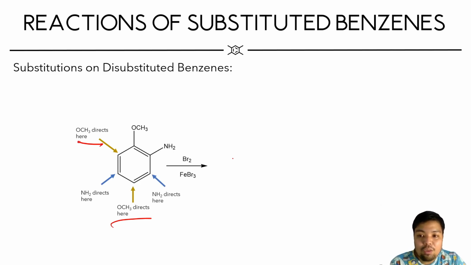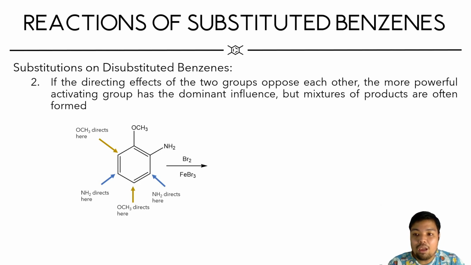Now, both substituents will direct the substitution reaction at different positions in the aromatic ring. So how do we decide which will be the major product that is formed? The second rule is, if the directing effects of the two groups oppose each other, the more powerful activating group has a dominant influence. However, mixture products are often formed.